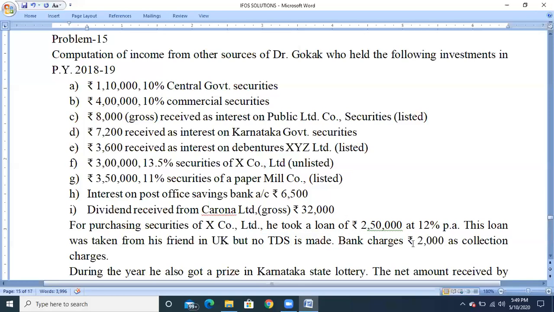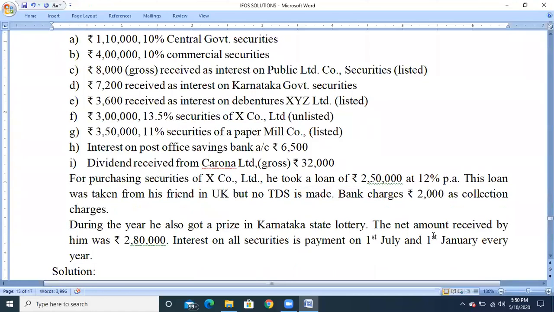Second, bank charges rupees 2,000 as collection charges. So it can be claimed as exemption under section 57. Next, during the year, he also got a prize in Karnataka State Lottery. The net amount received by him was rupees 2,80,000. So they have given the word net, so we need to do the gross up. The gross up will be done by using the formula net amount into 100 divided by 70. So we'll get the gross up amount.